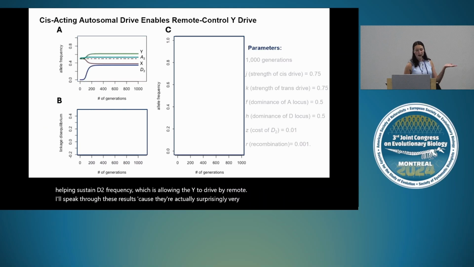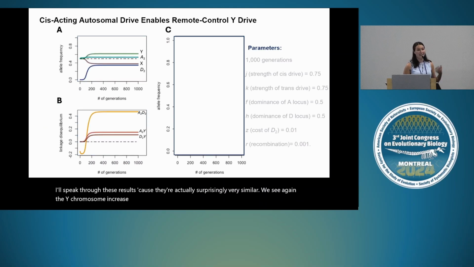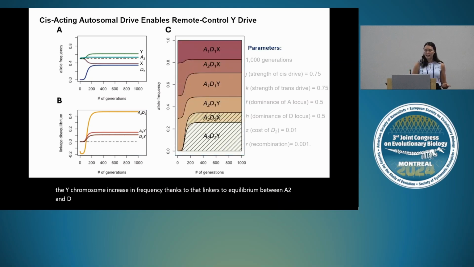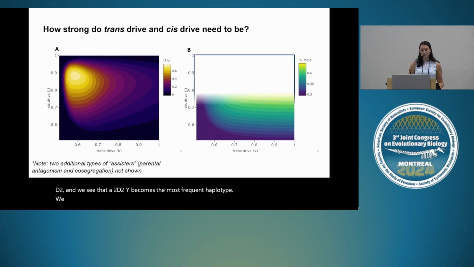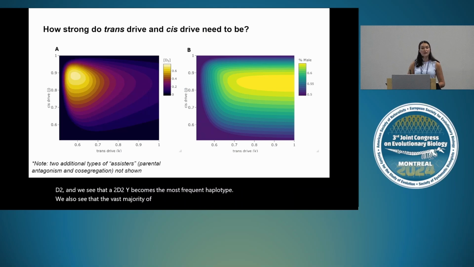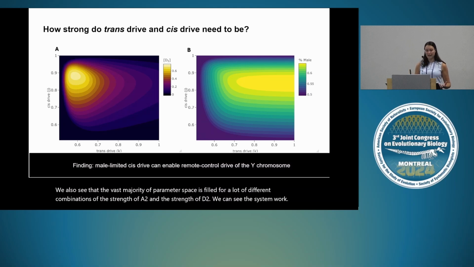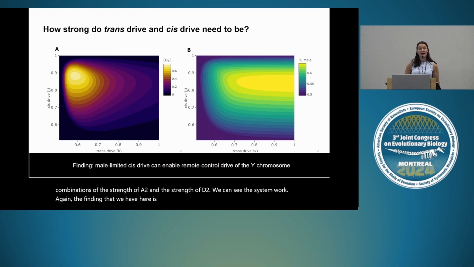We see again the Y chromosome increase in frequency, thanks to that linkage disequilibrium between A2 and D2, and we see that A2, D2, Y becomes the most frequent haplotype. We also see that the vast majority of parameter space is filled, so for a lot of different combinations of the strength of A2 and the strength of D2, we can see this system work. Again, the finding that we have here is that male-limited drive as well as sexual antagonism enable remote-controlled drive of the Y chromosome.